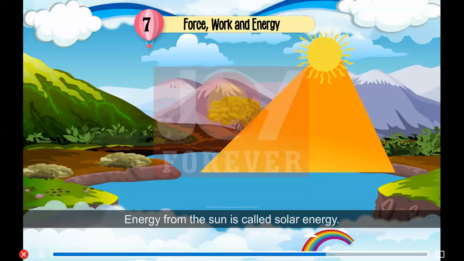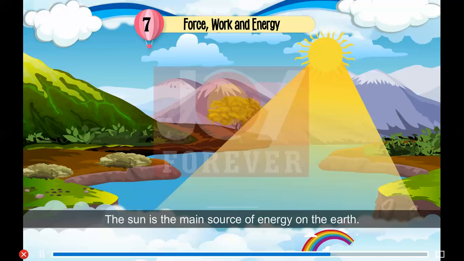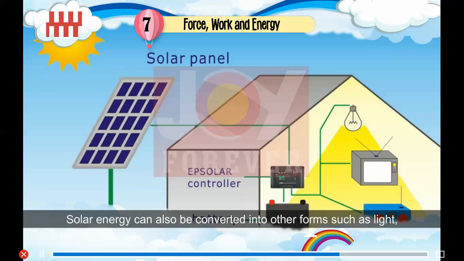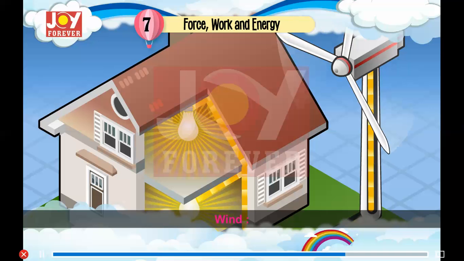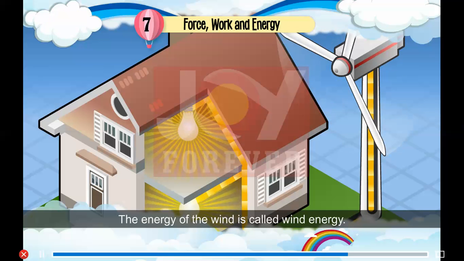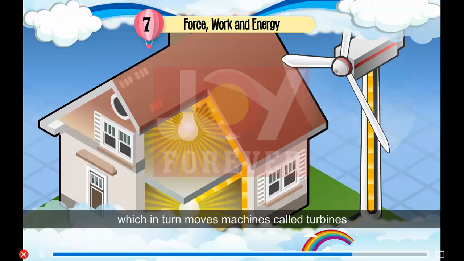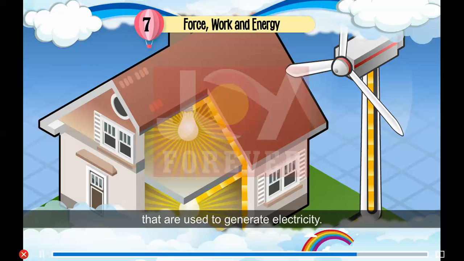The sun. Energy from the sun is called solar energy. The sun is the main source of energy on the earth. Plants use energy from sunlight to prepare their food by photosynthesis. Solar energy can also be converted into other forms such as light, heat, and electrical energy. Wind. The energy of the wind is called wind energy. Wind moves the blades of a windmill, which in turn moves machines called turbines that are used to generate electricity.